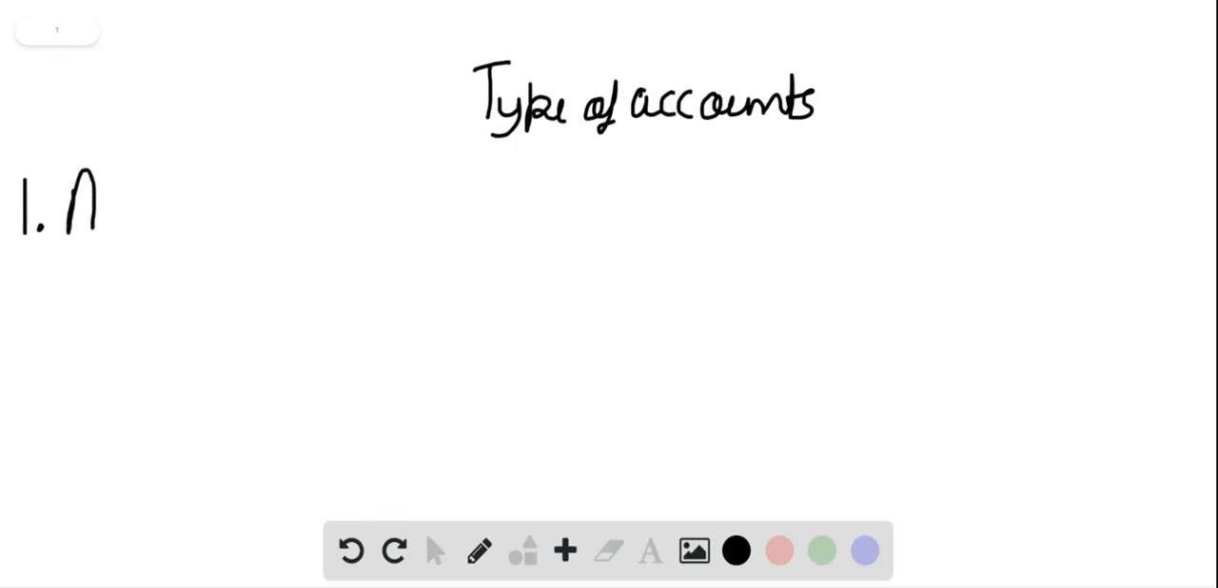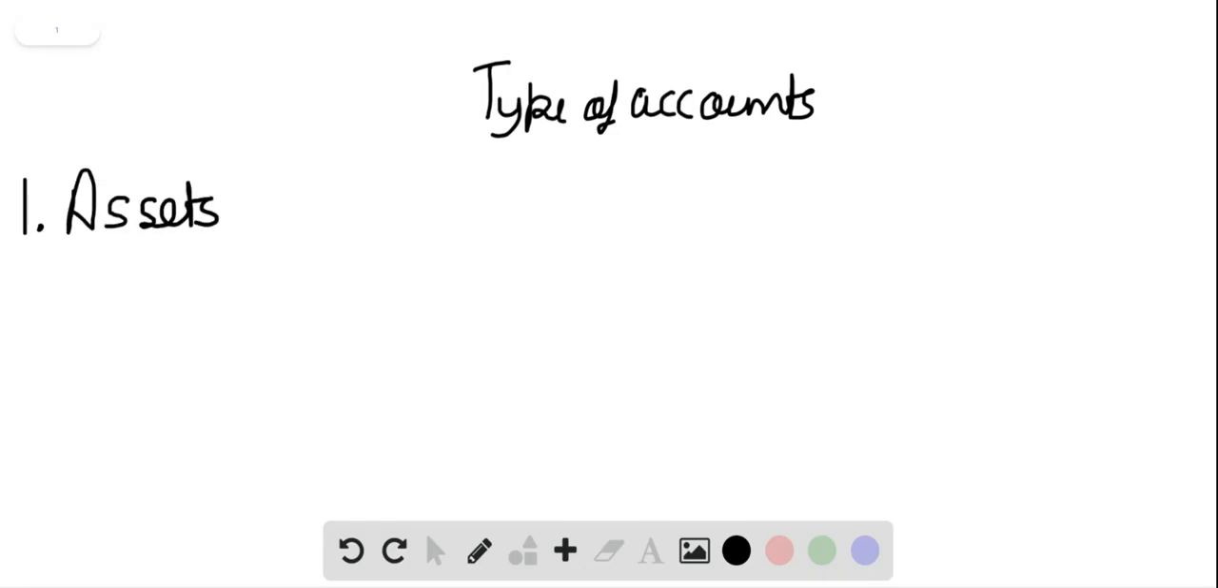So we are going to understand the types of accounts and what their default balances are. Let's not write it down. First of all, we actually have five types of accounts in accounting as a subject.